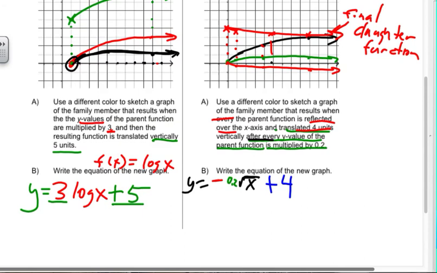And again, you notice I just took one piece at a time. So there's my parent. I multiplied it by 0.2. Then I reflected it, which is that one. And then I moved it 4 units vertically with that.